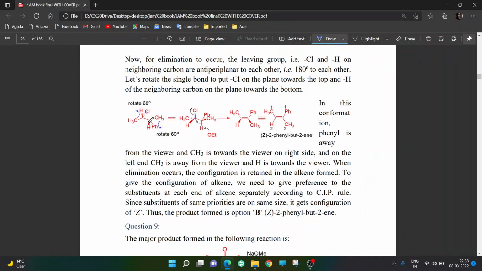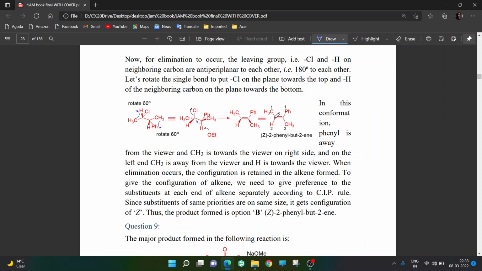And here also I want this hydrogen to come in the plane, because I want it to be anti, 180 degrees to Cl. So I am pushing it from the inside towards inside the screen, so that H comes here and then CH3 comes towards the viewer, and the other group goes away from the viewer. Okay, and then OEt minus comes, attacks here, this goes here, Cl minus leaves, and you are getting this alkene. Okay, so now is it E or Z? That's what we have to find out.